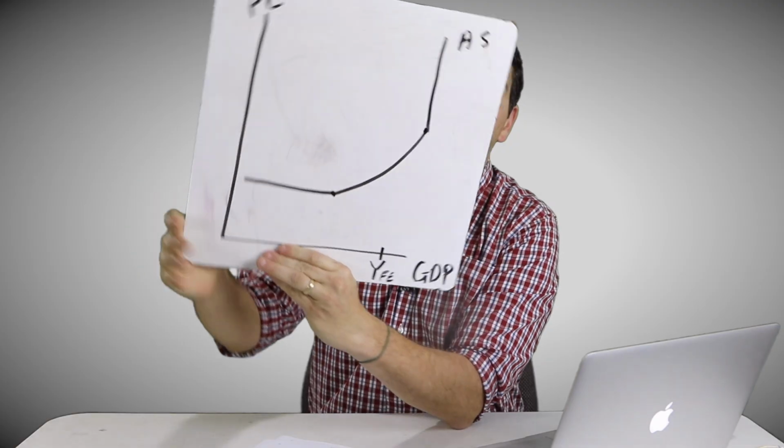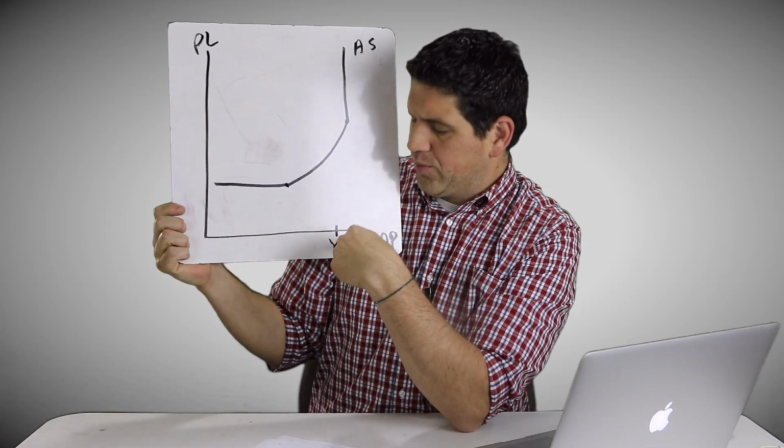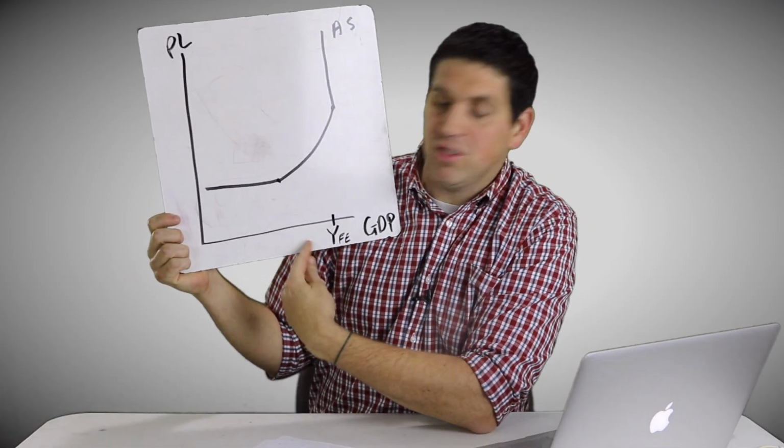Maybe instead of drawing it with my hands, I'll just show you what the graph looks like on the board. So take a look. We're talking about this. Right, we've got price level, real GDP. This is the quantity at full employment, so this is full employment output.